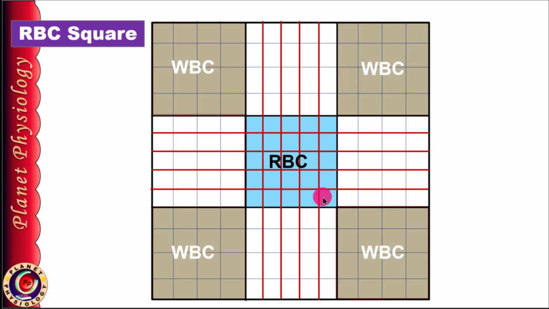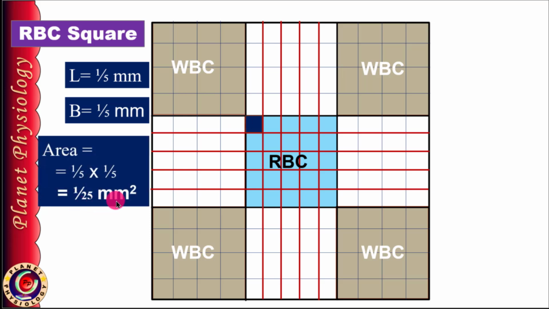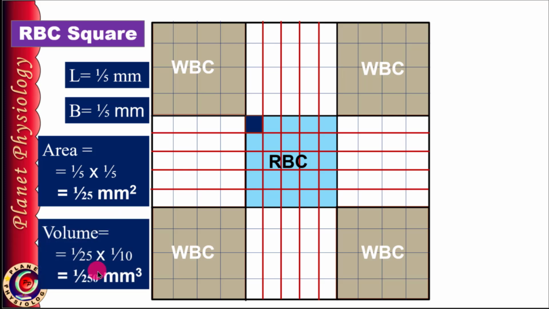Each medium square has dimension of 1/5 mm by 1/5 mm. Hence the area is 1/25 mm square and the volume is 1/250 cubic millimeter. Hope you understood this calculation because it is very similar to the calculation that we have performed for the WBC square.